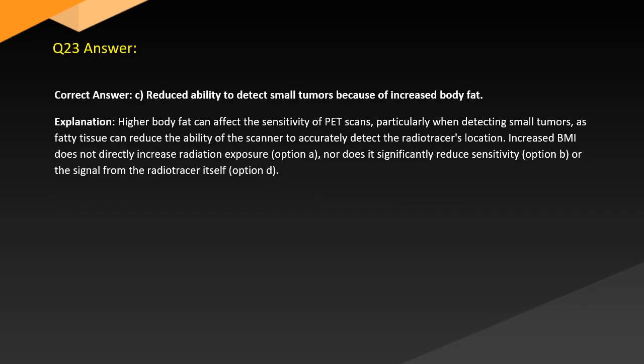Answer. Correct answer. C. Reduced ability to detect small tumors because of increased body fat. Explanation: high body fat can affect the sensitivity of PET scans, particularly when detecting small tumors, as fatty tissue can reduce the ability of the scanner to accurately detect the radiotracer's location. Increased BMI does not directly increase radiation exposure, option A, nor does it significantly reduce sensitivity, option B, or the signal from the radiotracer itself, option D.